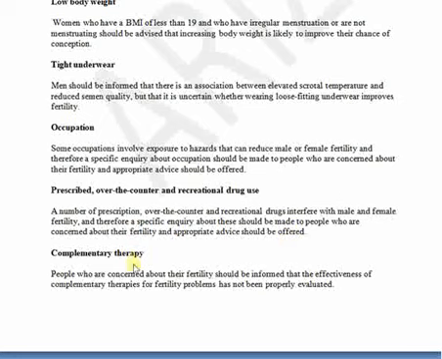Complementary therapy. People who are concerned about their fertility should be informed that the effectiveness of complementary therapies for fertility problems has not been properly evaluated.